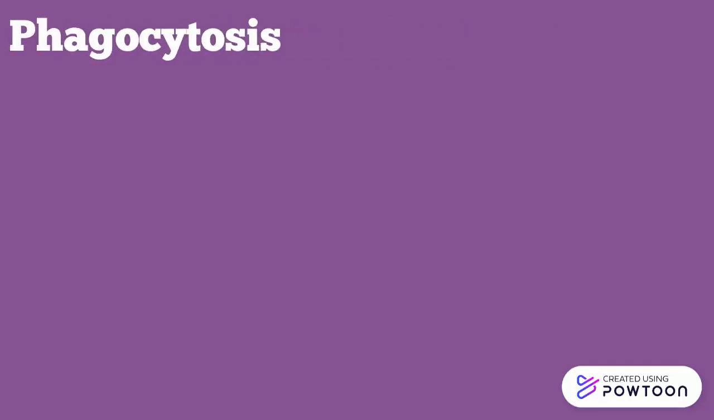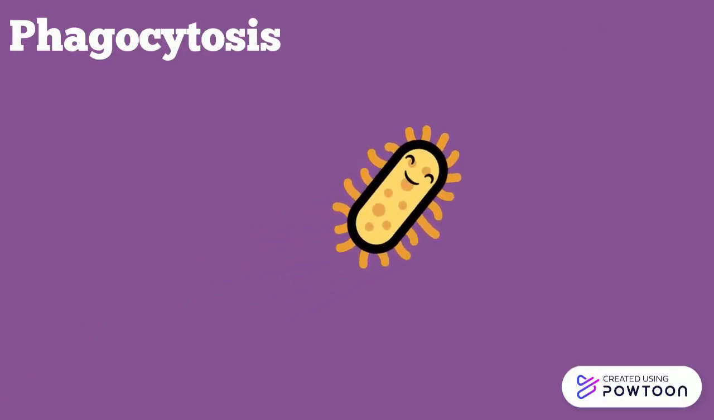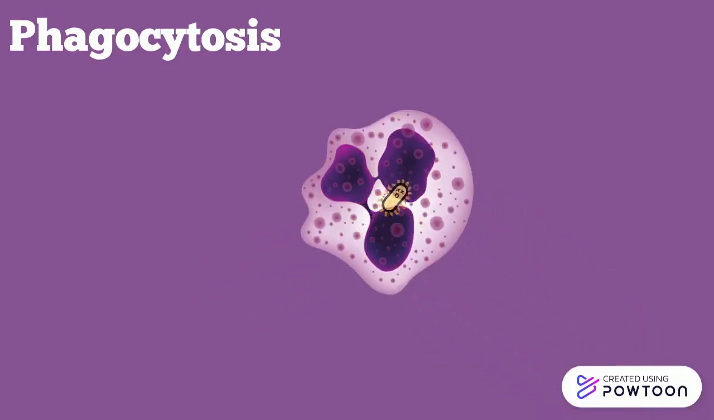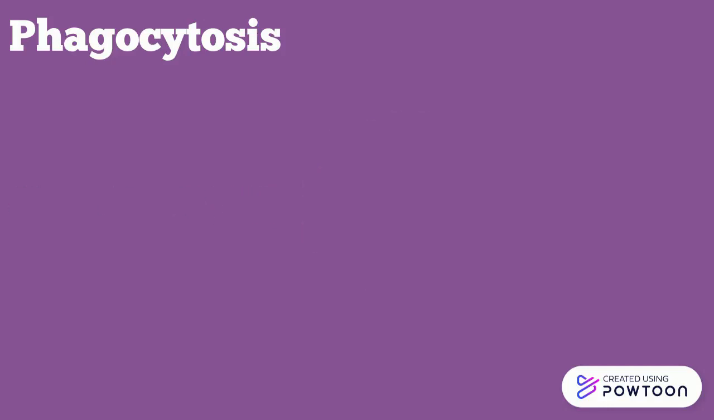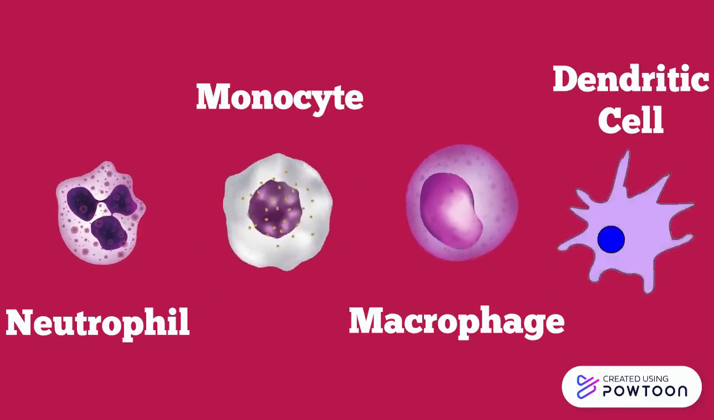Phagocytosis is a mechanism by which microorganisms can be contained, killed, and processed for antigen presentation and represents a vital facet of the innate immune response to pathogens and plays an essential role in initiating the adaptive immune response. These cells include our neutrophils, monocytes, macrophages, and dendritic cells.